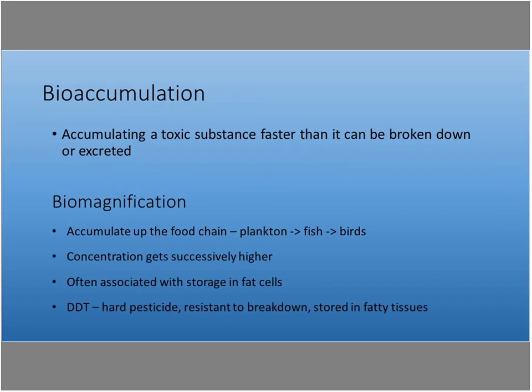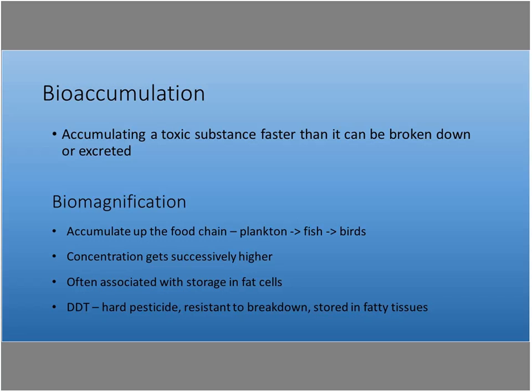Bioaccumulation is the accumulation of a toxic substance faster than it can be broken down or excreted, versus biomagnification, which is the accumulation up the food chain. So if you've heard of DDT, DDT was something that could biomagnify. It would get in the environment, it would be picked up by plankton, which would be ingested in the fish and could be ingested by people or birds. So although the plankton might have tiny amounts, because that fish eats a lot of plankton, it magnifies in their tissue, and then in the birds they get a higher concentration because they might eat a couple fish.